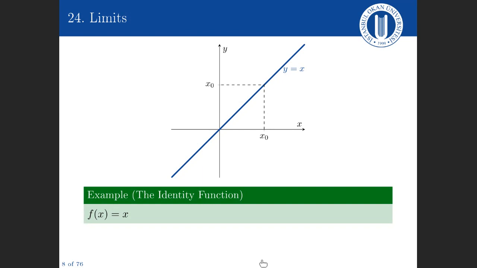Some more examples. First, let's think about the identity function. That's the function f of x is equal to x. Using the ideas from earlier, we could write that the limit as x tends to some value x0 of x must be equal to x0.